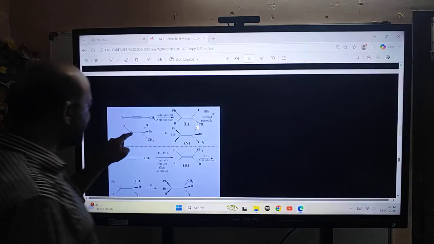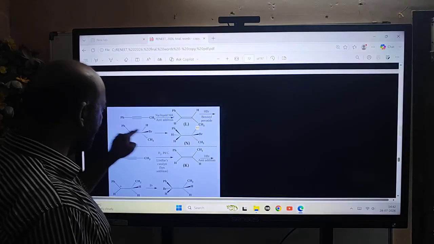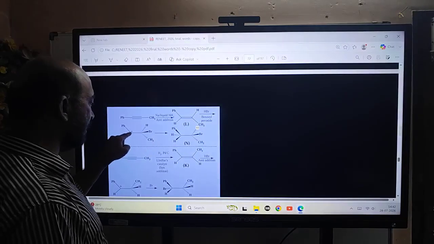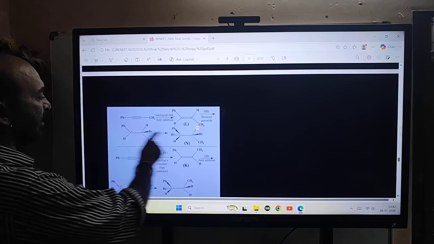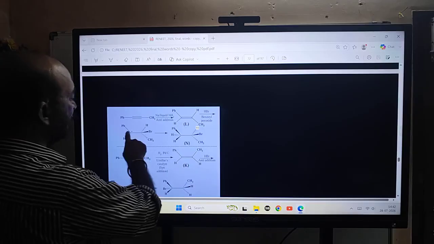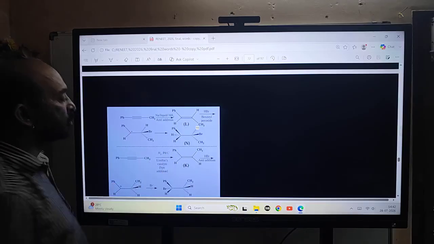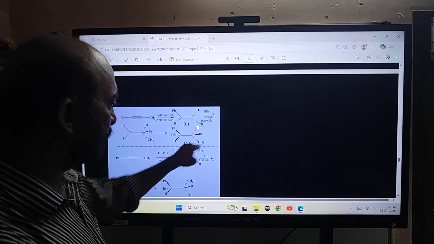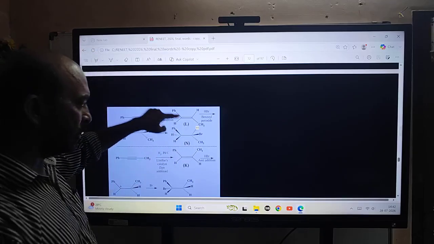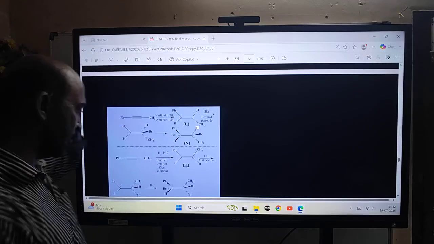So preference is bromine added here and H added later here. Now in the second stage we know hydrogen gets added onto the free radical side. Okay, so Br here, H here, this will be the final product. Now you have already got K, L is got, N is got.